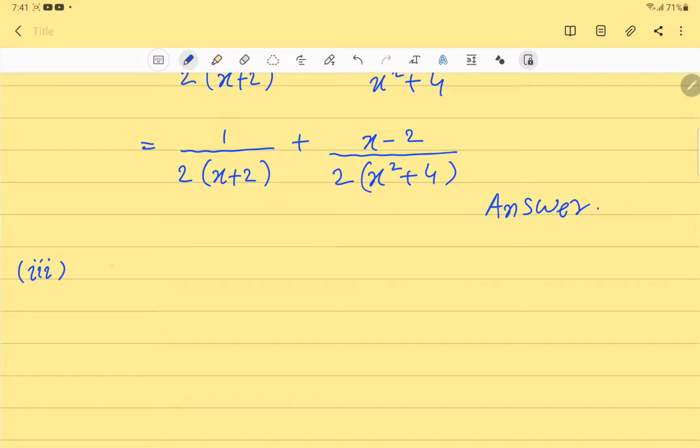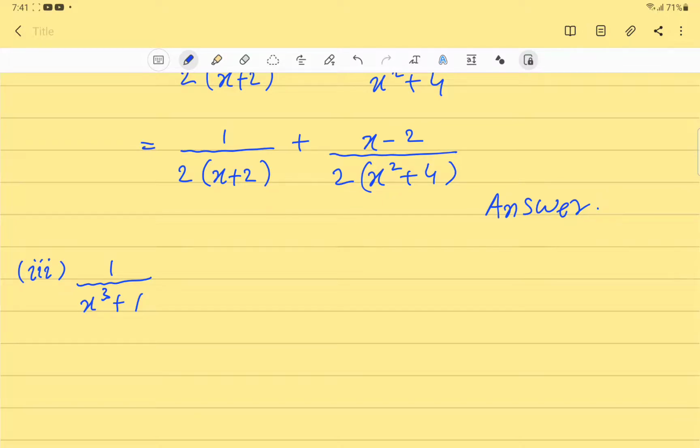Third one is 1 over x cube plus 1. Obviously the degree of the numerator is lesser than the degree of denominator, so it is a proper algebraic fraction. However, we have a trick here.